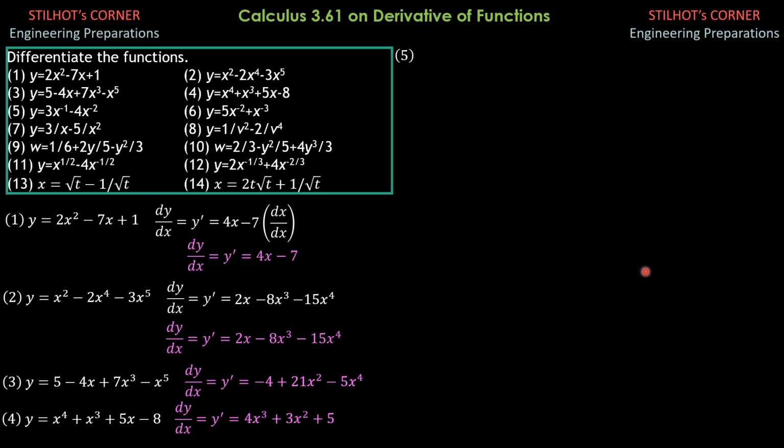Number 5. So dy dx, which is equal to y prime, equals negative 3x to the negative 1 minus 1, so x to the negative 2. Again, negative 3x to the negative 2. The negative 4 times negative 2 is positive 8. X to the negative 2 minus 1 is negative 3. So the derivative is negative 3x to the negative 2 plus 8x to the negative 3.